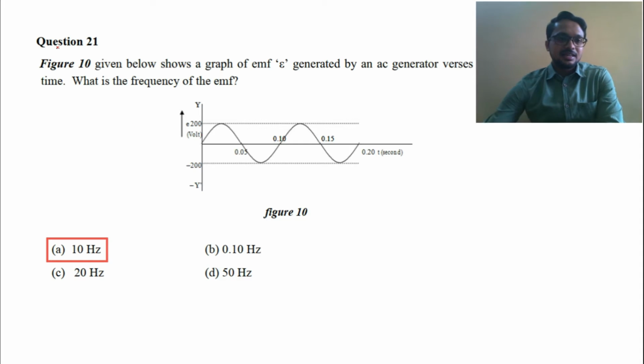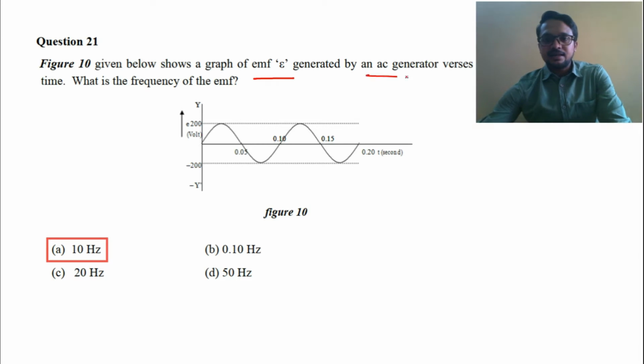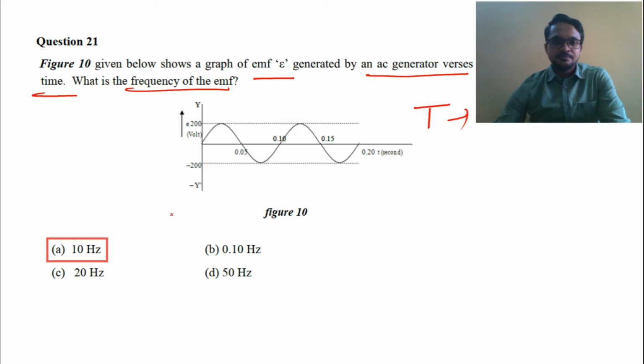This is our first question, question number 21. Very easy question. The figure shows the EMF generated in an AC generator versus time graph. What is the frequency? This is EMF, this is the time axis. First, from this EMF versus time graph we can find the time period. Time period means the time required to complete one oscillation. So the time period here is how much? 0.10 second.